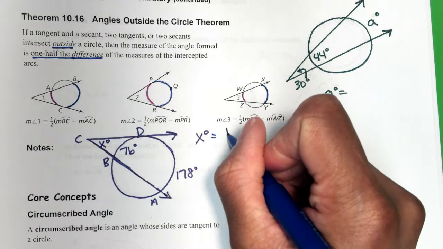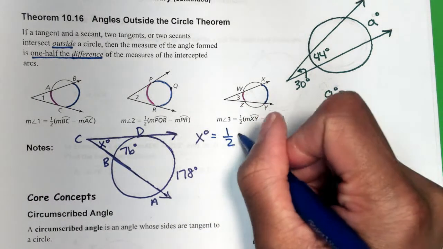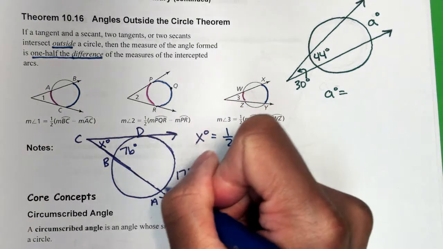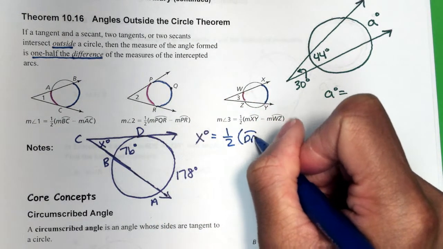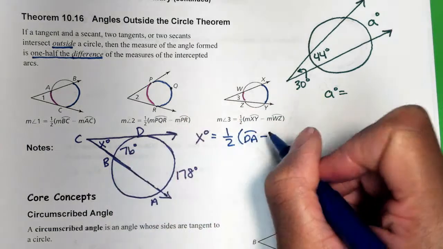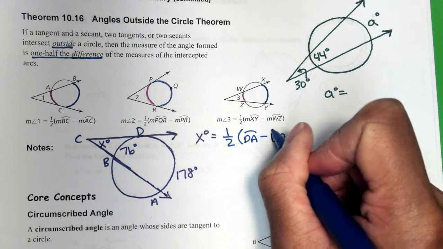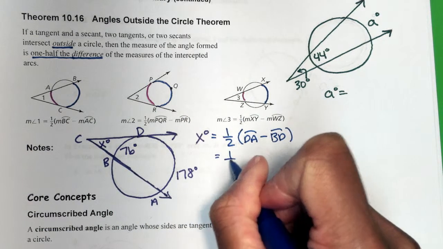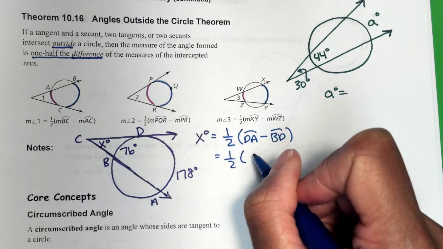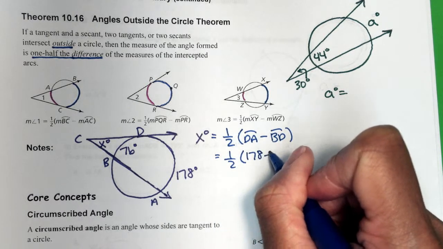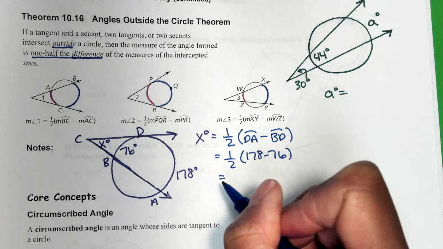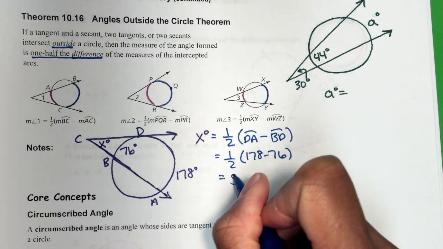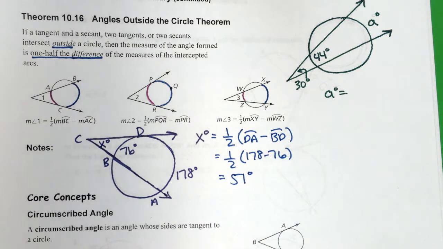So you're going to take 1/2 of arc DA minus the smaller arc BD. And so you have 1/2 of 178 minus 76, and you get a total of 51 degrees. So angle X in its corner is 51 degrees.